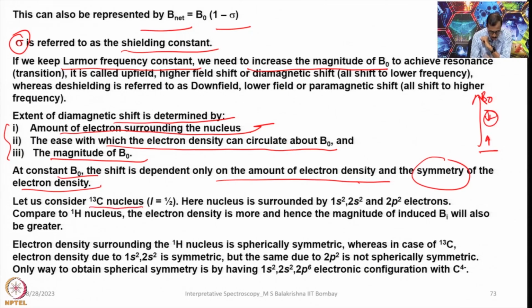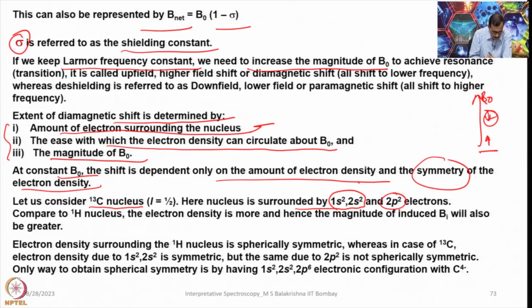Let us consider the 13C nucleus here, I equals half. Here the nucleus is surrounded by 1s2, 2s2 and 2p2 electrons. The valence shell in the case of carbon has 2s2 and 2p2, so 6 electrons are there. Compared to 1H, the electron density is more and hence the magnitude of the induced Bi will also be greater. If you compare a hydrogen nucleus kept in a magnetic field and a 13C nucleus kept in a magnetic field, both will generate an induced magnetic field. The magnitude of the induced magnetic field generated by carbon is much more than that of hydrogen, because the electron density of hydrogen is only 1s1, whereas here we have 2s2, 2p2.